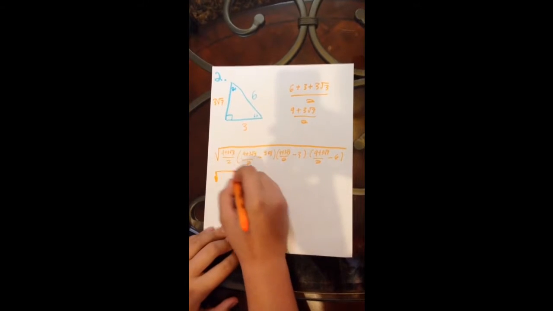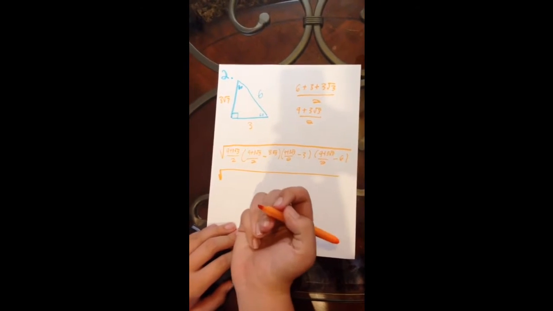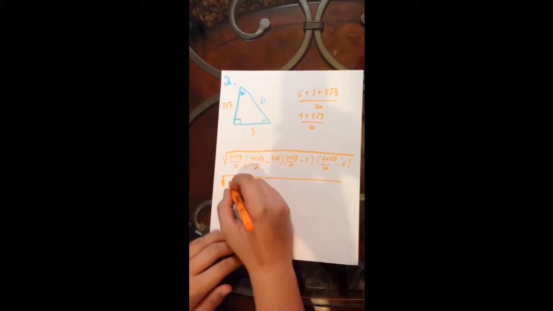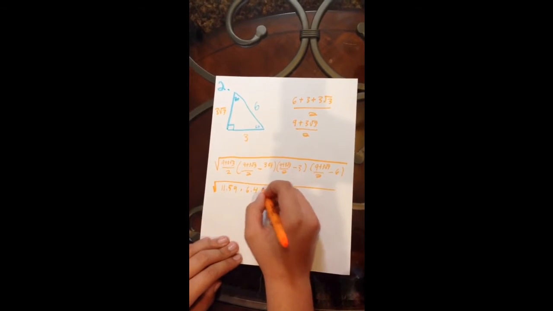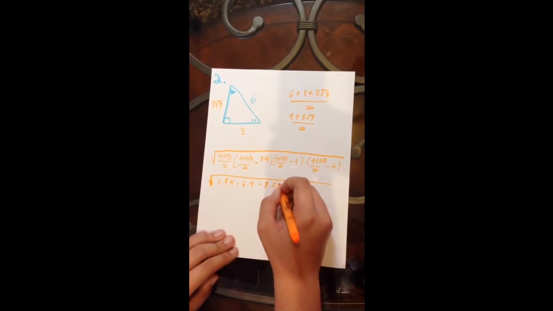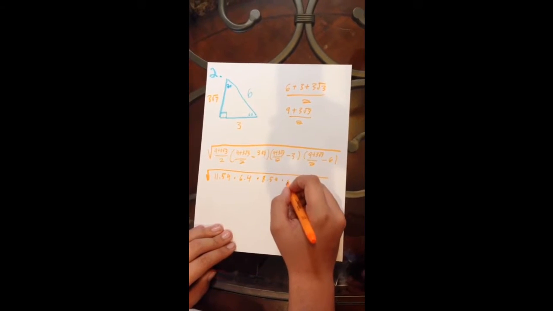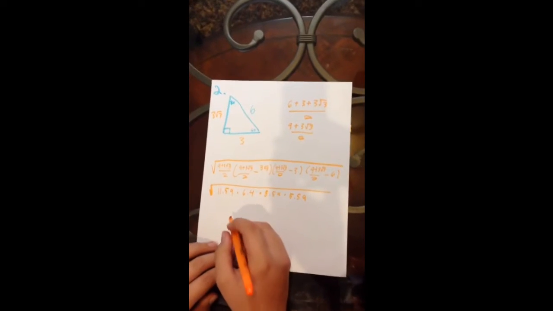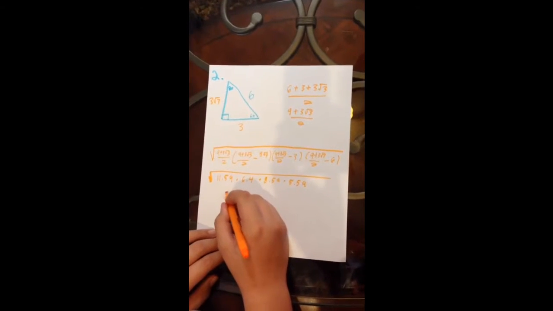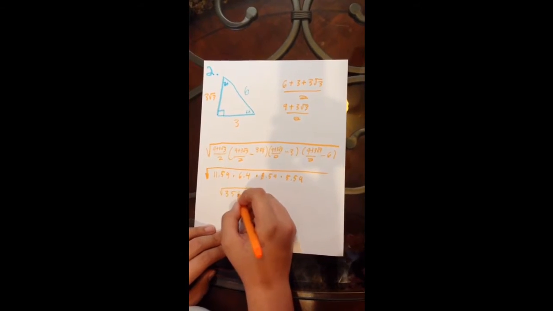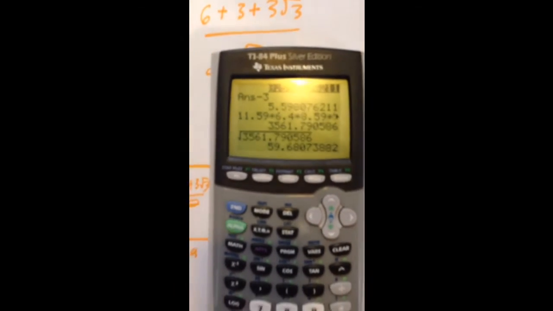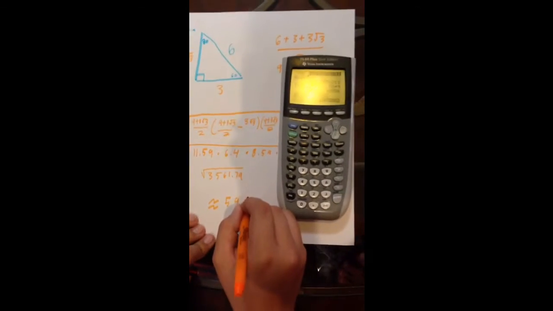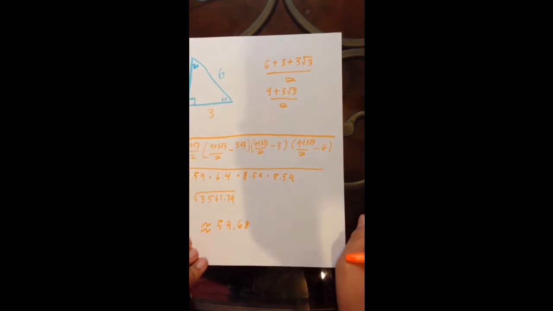So we are going to get about, this is all rounded, we want a rounded final answer. We're going to find 11.59 times 6.4 times 8.59 times 5.59. Now that multiplies to about the square root of 3,561.79. Plug that into your calculator, and you're going to get about 59.68. Okay, and that's your final answer.